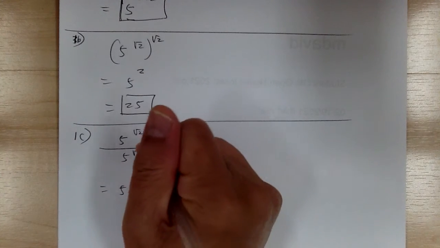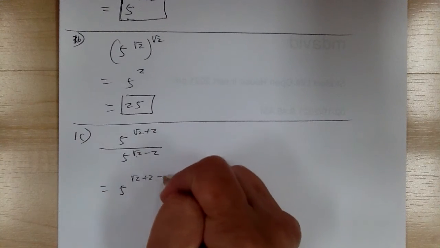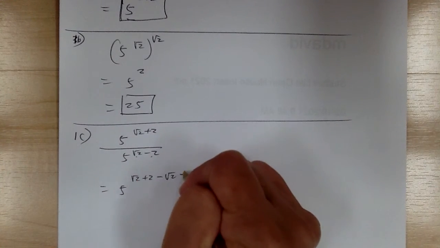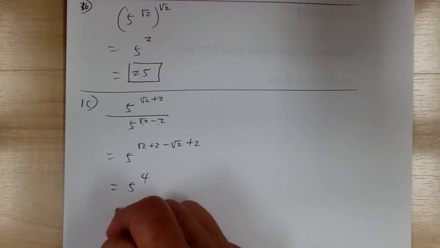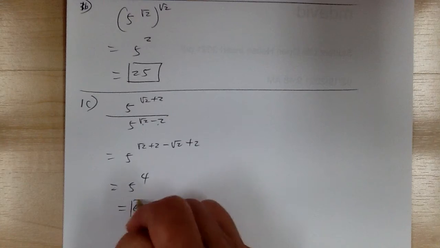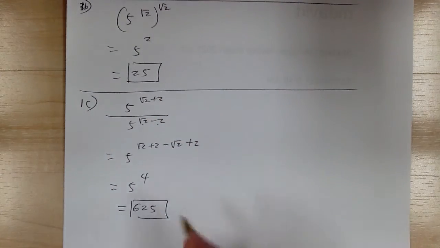Now when you subtract, you have to be very careful. So you have square root of 2 plus 2. You have to minus this, so the minus 2 will become plus 2. Okay, and so this is equal to 5 to the 4. And this will equal 625. So again, when you have subtraction, be careful with these.